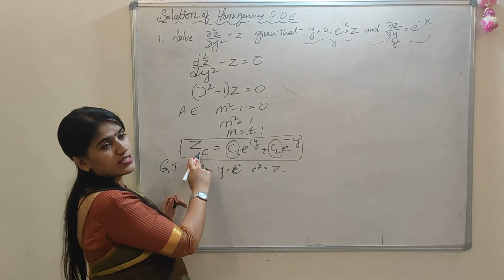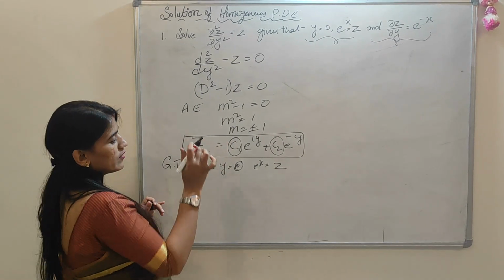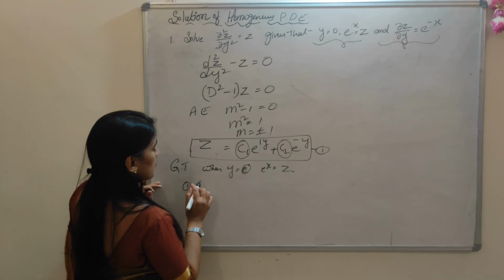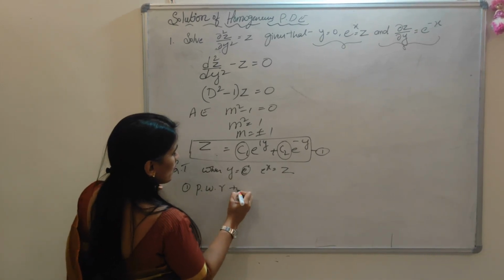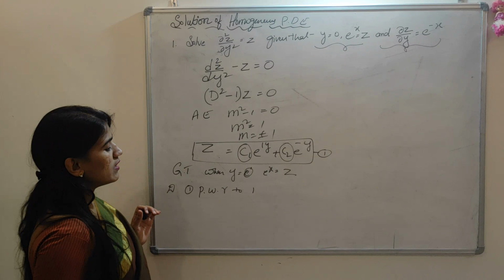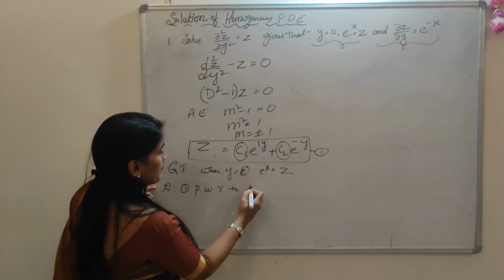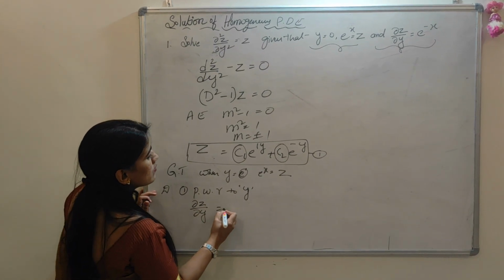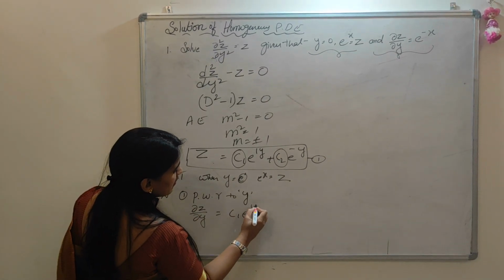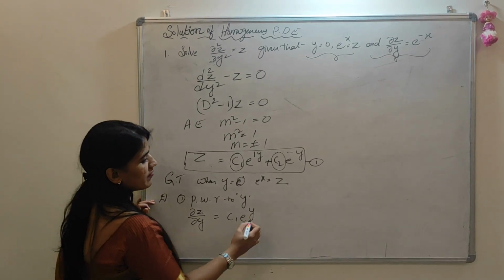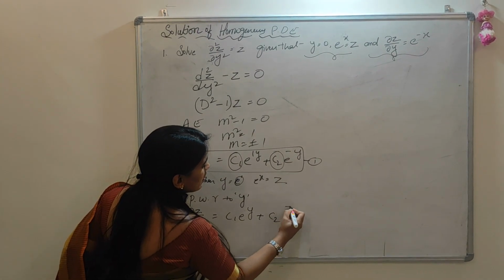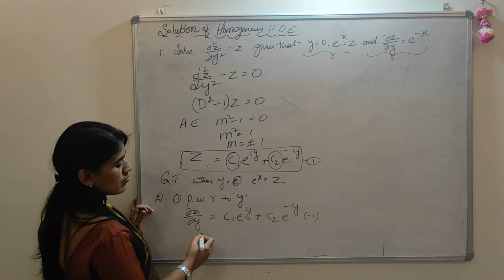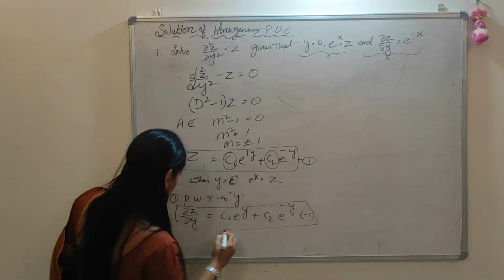So we need to differentiate z partially with respect to y. Before that, I'll differentiate equation 1 partially with respect to y. So ∂z/∂y is equal to c1 e^y, since the derivative of e^y is e^y itself, plus c2 e^(−y) differentiated, which is e^(−y) into minus 1. So ∂z/∂y is this expression.